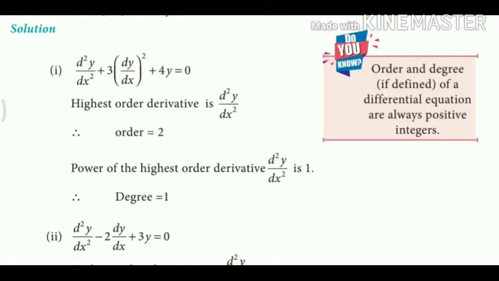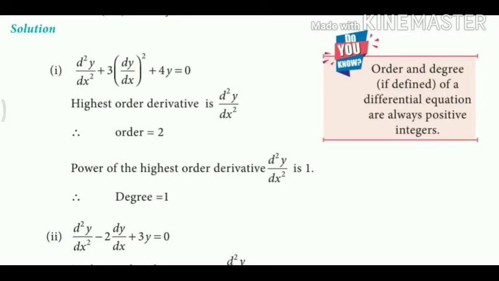Okay. So do you know, here one box is given. Do you know order and degree, if defined, of a differential equation are always positive integer? So they are always positive integers, not minus 1. The order is minus 2, no, minus 1. It is not coming like that. So it is always a positive integer.